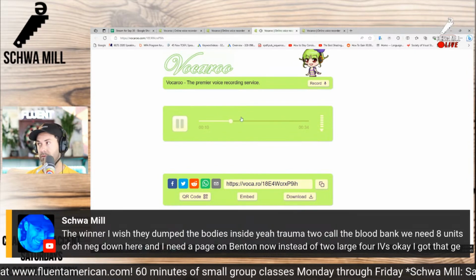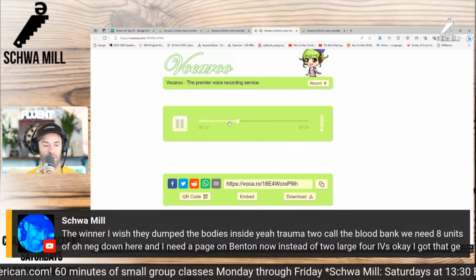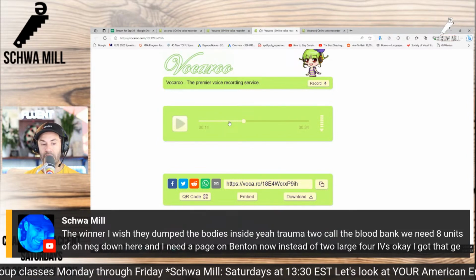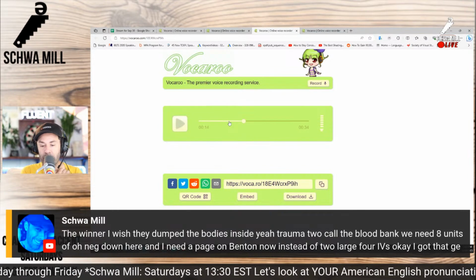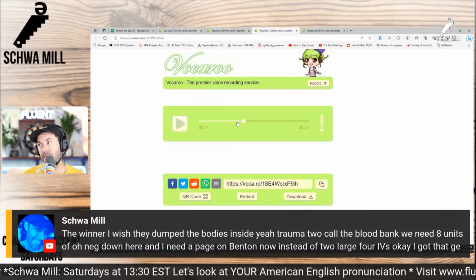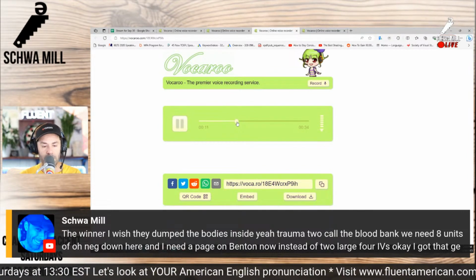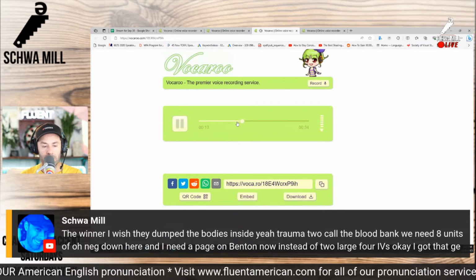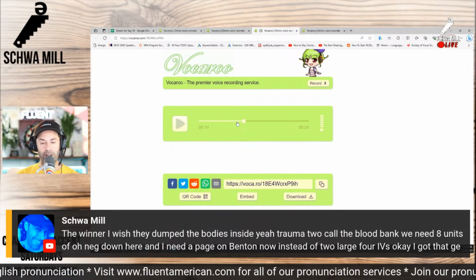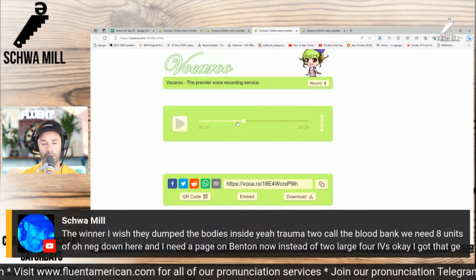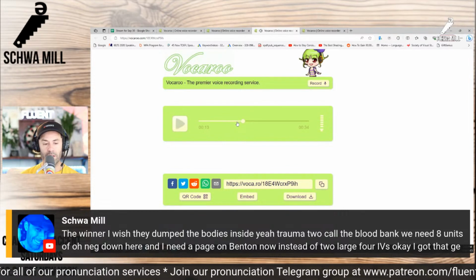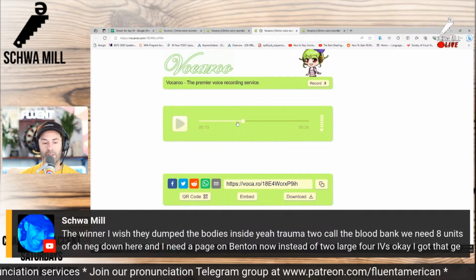Call the blood banks. We need evidence of non-negative here. Elevation ban now. That part, if we didn't have the script, would have been very difficult for me, with the page on Benton. I'm guessing Benton's the patient. Here, elevation ban now. Again, the vowels just aren't getting enough space. New page, Benton now, versus the vowels.